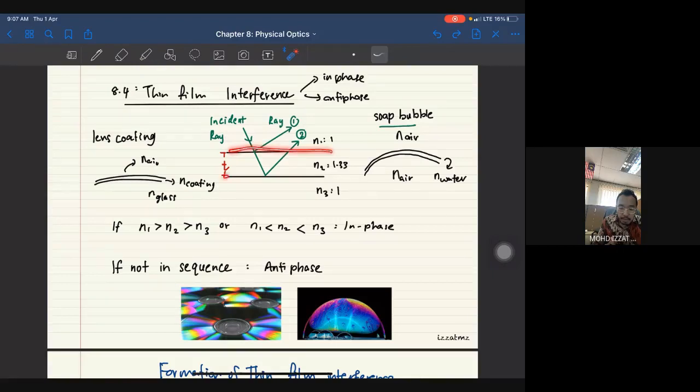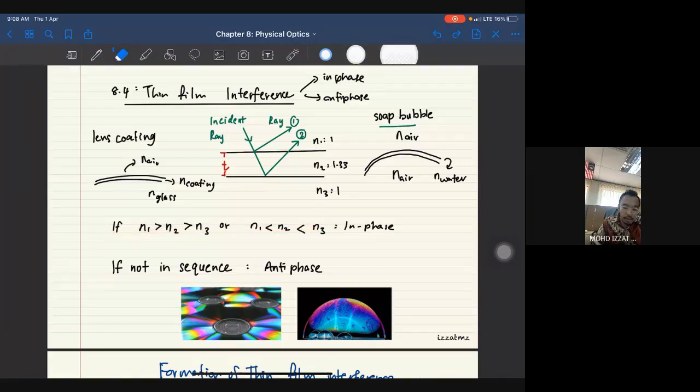Kamu lukis line macam ni, kamu label N1, N2, N3 ni with the values, and then kamu tengok kalau nombor dia menaik atau menurun. Tiga-tiga ni menaik atau menurun dengan cantik, dia adalah in phase. Contoh soap bubble ni, dia naik. And then from 1.33 to 1, dia turun. So dia tak cantik kan? So this one is anti-phase. Nombor dia tak berturut. So saya tulis kat sini ya. If not in sequence, it is anti-phase. Kalau dia in sequence, dia adalah in phase.